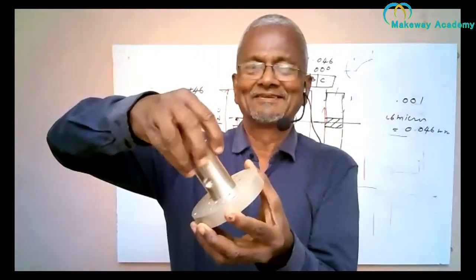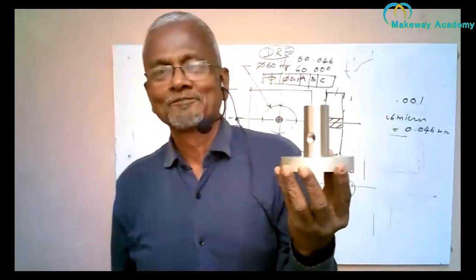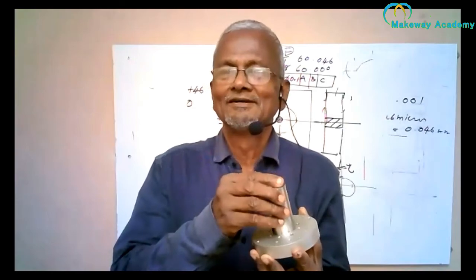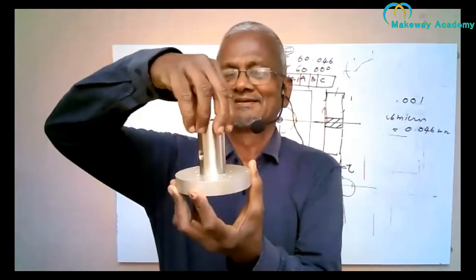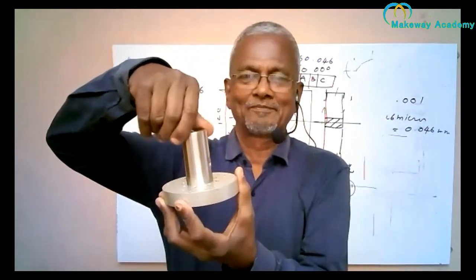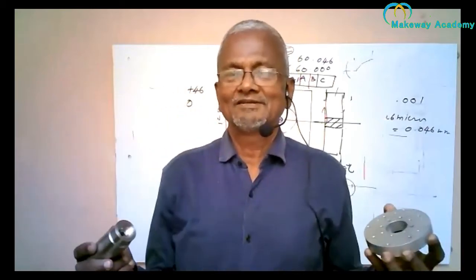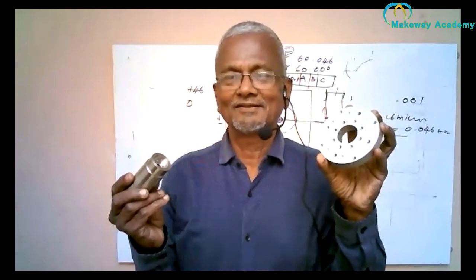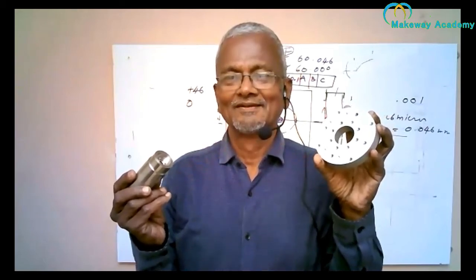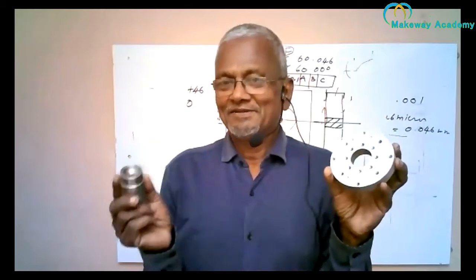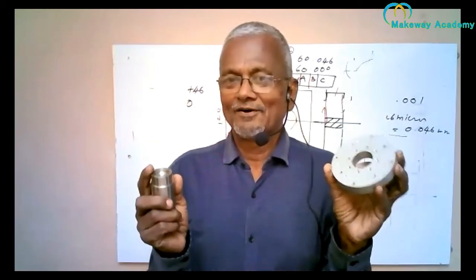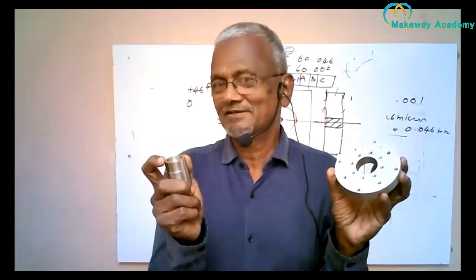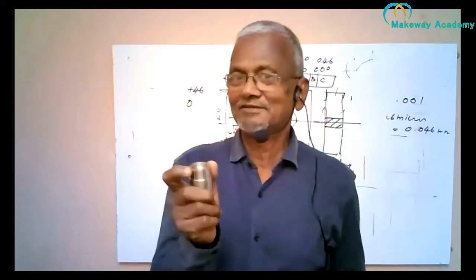So that is a fit. This fit is called a clearance fit. We may call it a loose clearance fit. So what is a clearance fit? The shaft is smaller than the hole. You must remember, the shaft and the hole are made within limits. You cannot exactly manufacture at a particular dimension. They are made within limits.